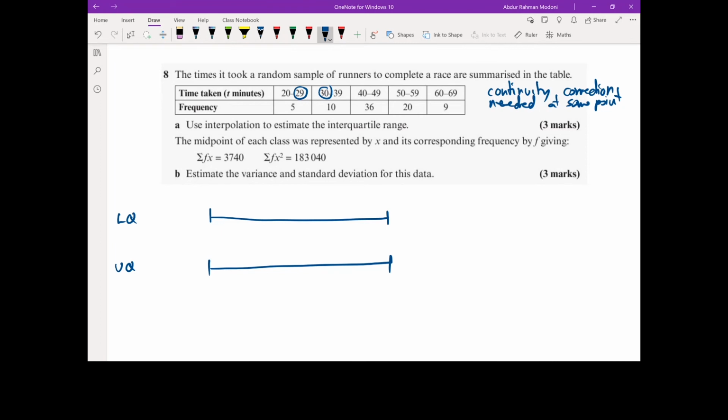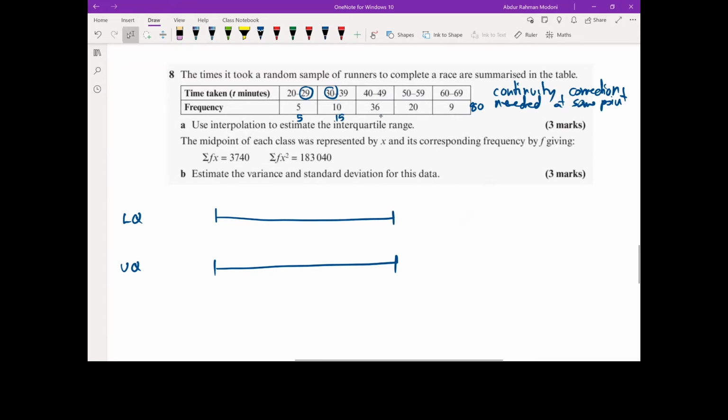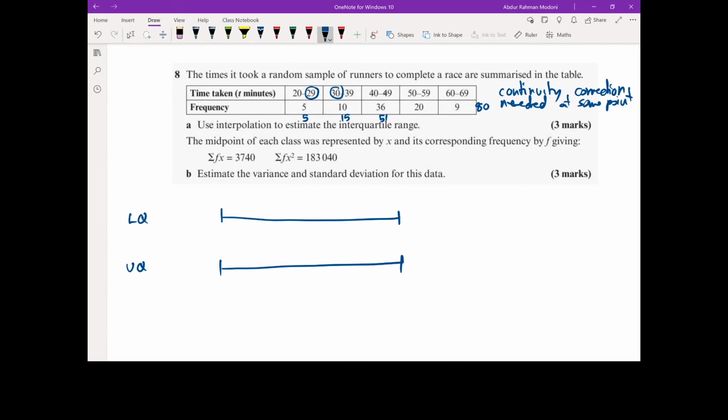Now, first of all, we need to know how many runners we have in total. So we've got 5, add the 10, which is 15, 15 add 36, add 29, and that gives us a total of 80. I'll just make a note of that, 80 here. So the total is 80. So the lower quartile position is the 20th position. If I look at the cumulative frequencies, I've got 5 there, 5 add 10 is 15, and then 15 add the 36, 51. So the 20th runner, i.e. the lower quartile position, the 25% position, is in the group from 40 to 49.